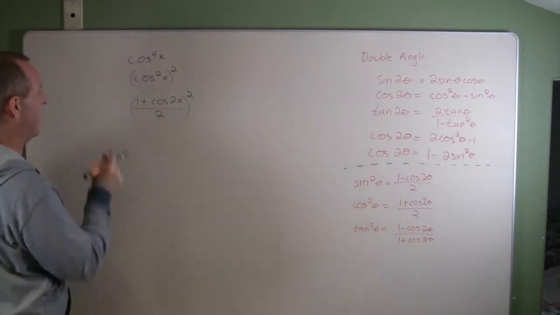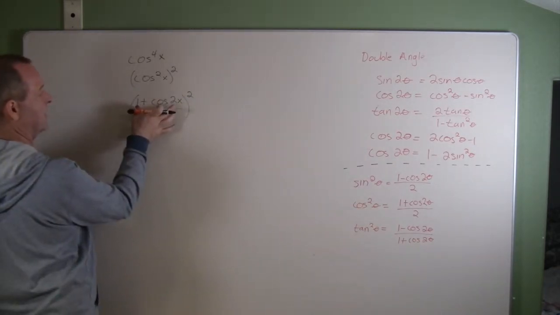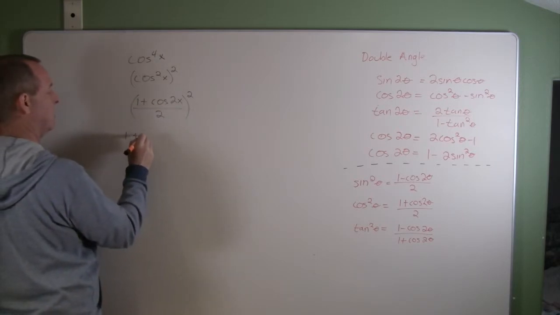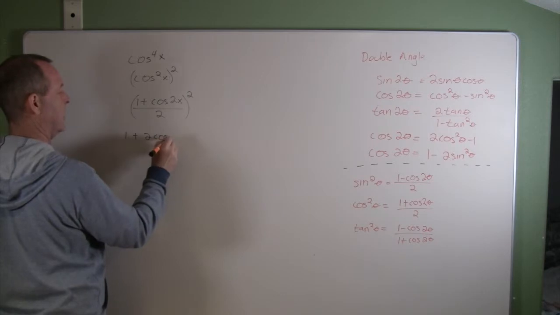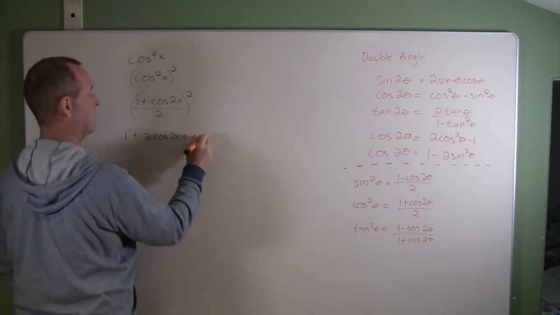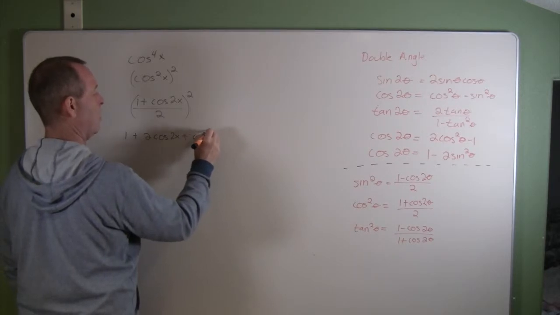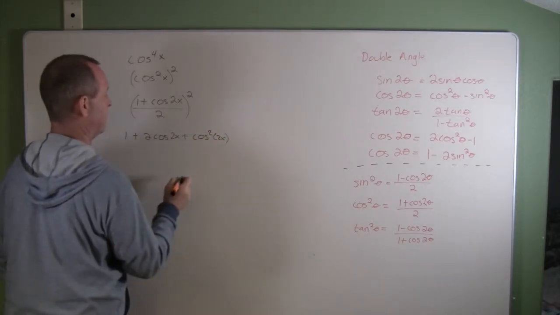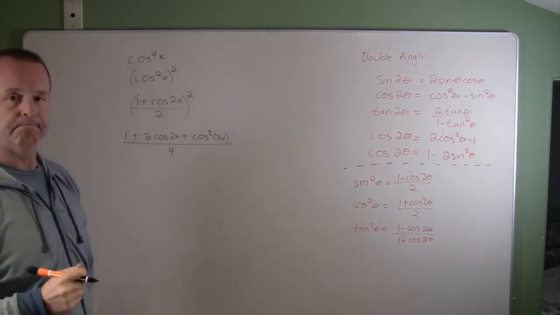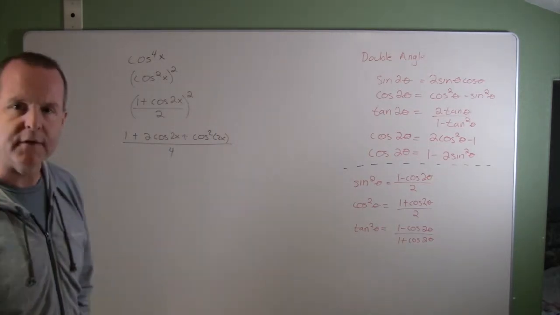Let's square that whole thing out. I take the entire top term times the entire top term, and that gives me 1 plus 2 cosine 2x plus cosine squared of 2x, all over 4. Take a moment, we'll see if you're tracking on this.